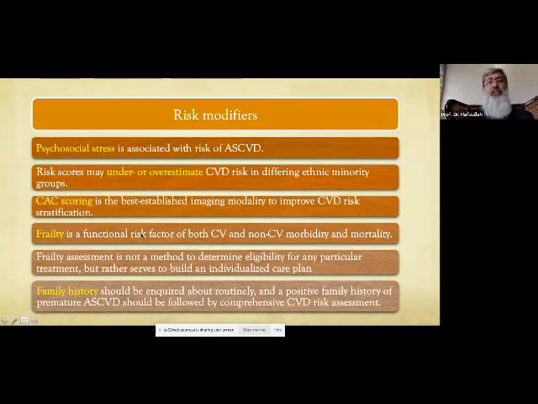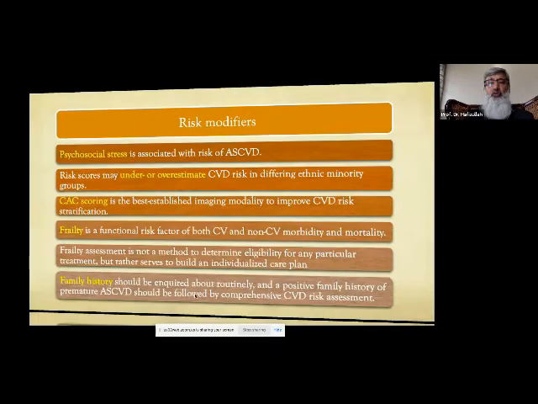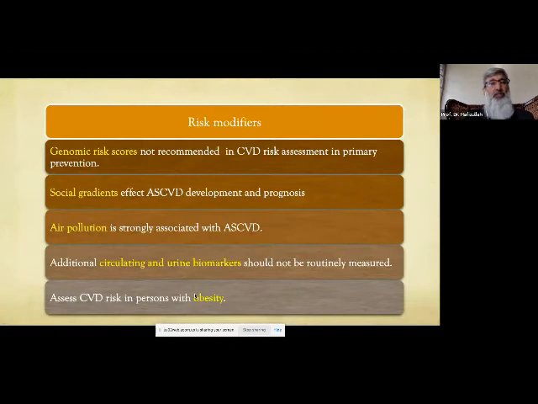Frailty is a functional risk factor for both cardiovascular and non-cardiovascular morbidity. Family history should be inquired about routinely, and those who have a positive family history should be attacked more aggressively. Genomic risk factors are not being recommended at present. Social gradients do affect cardiovascular disease, so you should be thinking beyond whatever it is for people who are a little more compromised in their resources.